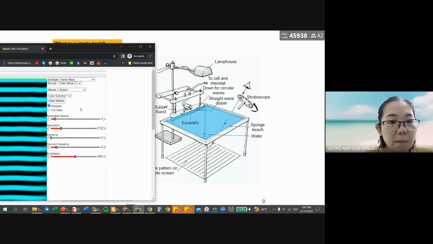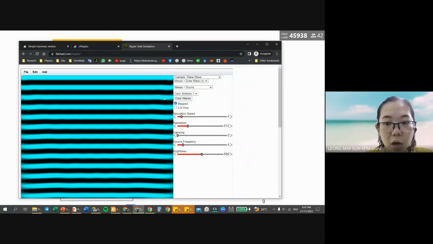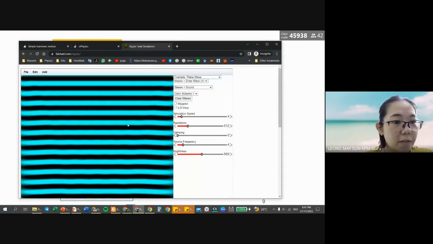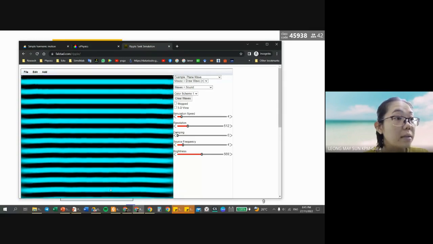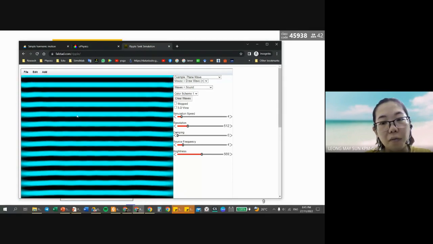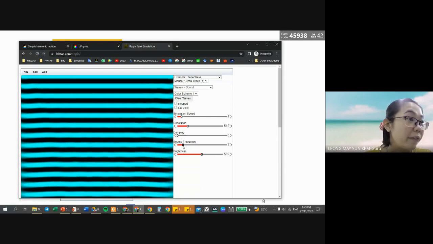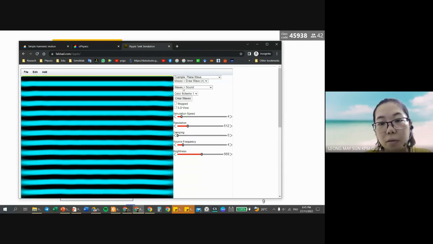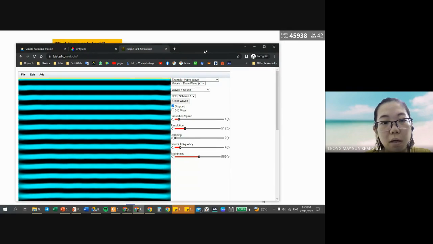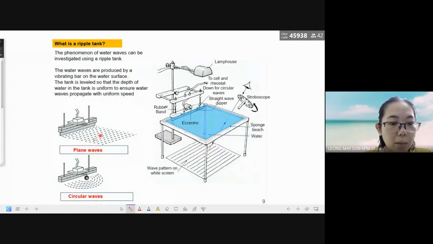Okay, so the deeper part is here on top, and if we were to carry out physically, this is how we are supposed to see. Obviously it's not going to be so slow. It's going to be much faster. So that is how an image of a plane wave and circular wave looks like.